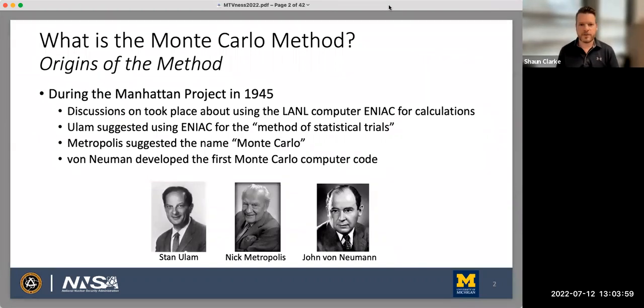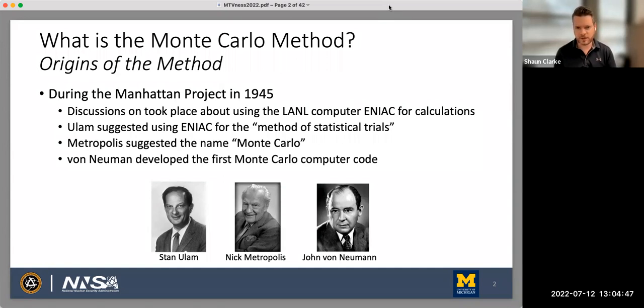So what is the Monte Carlo method, the origin of the Monte Carlo method? Well, it's been around since the Manhattan Project. So in the early 40s, during the Manhattan Project in the United States, I think we had a very nice lecture on that from Alan Carr a few weeks back. There were discussions about using the supercomputer at Los Alamos National Lab, which was called ENIAC. There were discussions about using that computer for what was then called a method of statistical trials. And of course, this method was meant to be used to support the design activities going on during the Manhattan Project. So you can see here at the bottom of the slide, the three folks who are credited with this invention of the Monte Carlo method, so to speak.